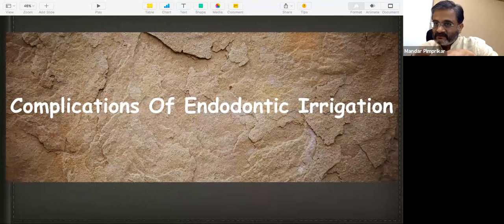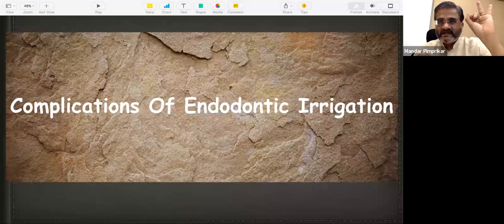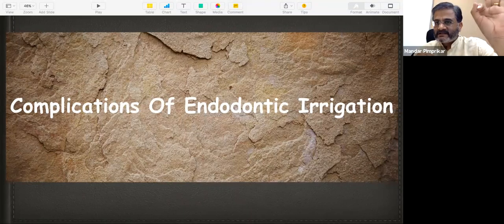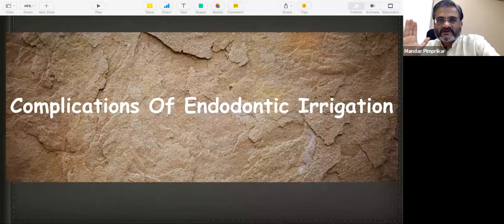Then we discussed the different irrigating solutions. So hypochlorite being indispensable. EDTA is a strong chelating agent. WinClean is a mild chelating agent, and it's a single step irrigation solution. Plus, we also discussed the activation of irrigants: sonics, ultrasonics, negative pressure, manual dynamic agitation. And then we discussed a newer strategy called continuous chelation. So this completes the irrigants and the irrigant activation part.